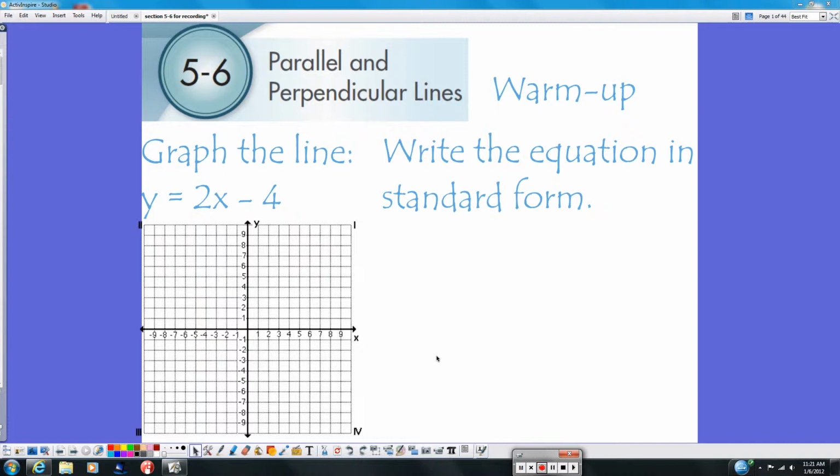What I want you to do is graph the line y equals 2x minus 4, and then I want you to put that same equation, y equals 2x minus 4, in standard form. Let's see how you did.